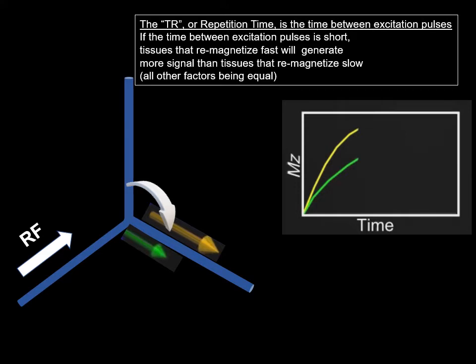This relates to the timing between RF excitation pulses. This is usually referred to as the TR, or repetition time. If the TR is short, by short I mean short relative to the remagnetization of the vectors through the full recovery, they will be flipped down into the transverse plane prior to full recovery, and so the magnetization with the faster T1 relaxation time will create more signal in the coil than the magnetization vector which has a slower recovery.